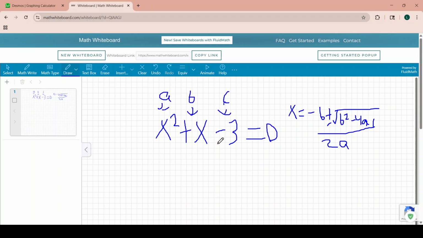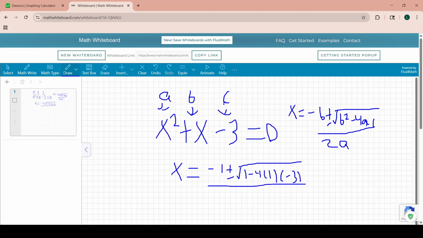In order to solve this, we're going to plug into our formula. What's negative b? Well, if b is 1, then negative b is negative 1, and that's going to be plus or minus the square root of b squared. Well, 1 squared is still 1, minus 4 times a times c. Well, a is 1, and c is negative 3. And that's all going to be over 2 times a, but a is 1, so that's all going to be over 2.